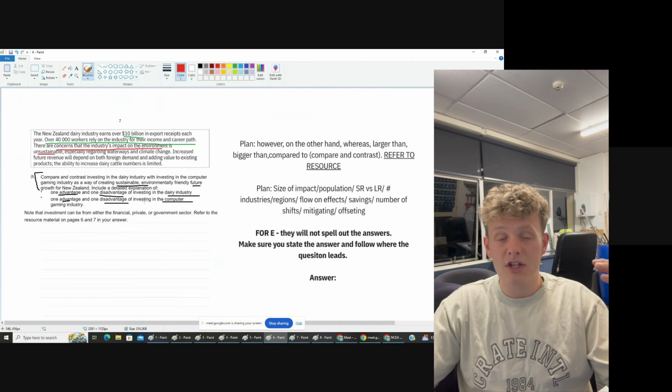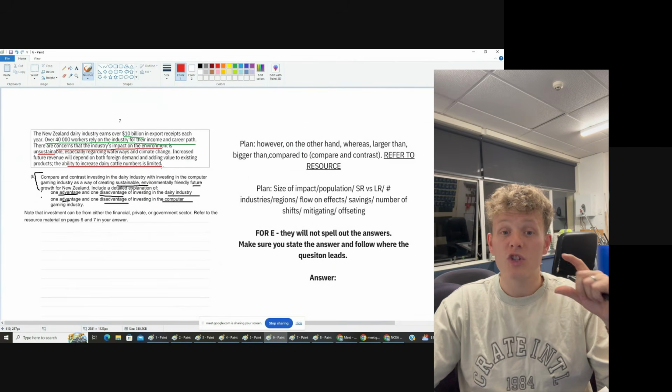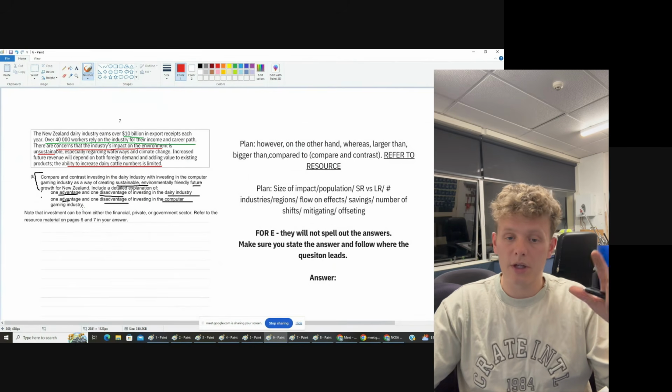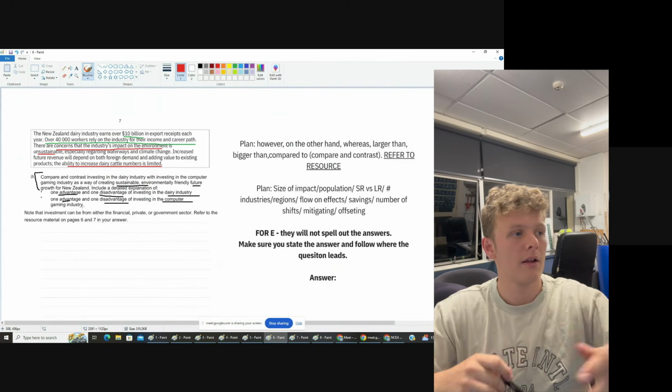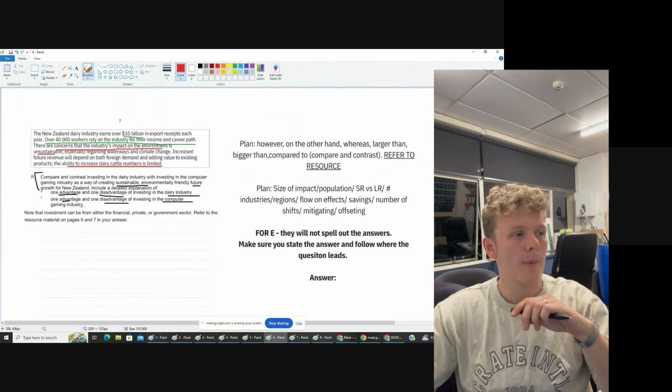Another disadvantage is resources are already stretched, because they've said ability to increase dairy cattle is limited, which means, we have to go off track a little bit here, which means the opportunity cost for producing more dairy is going to be higher. It's more expensive to produce more dairy because we're already close to that productive capacity. Let's move on to the next one.